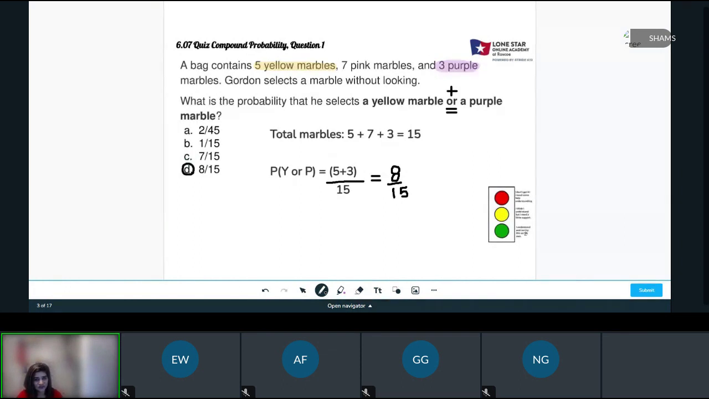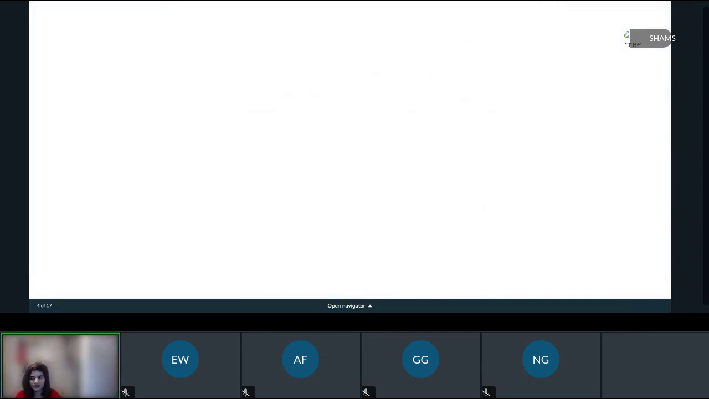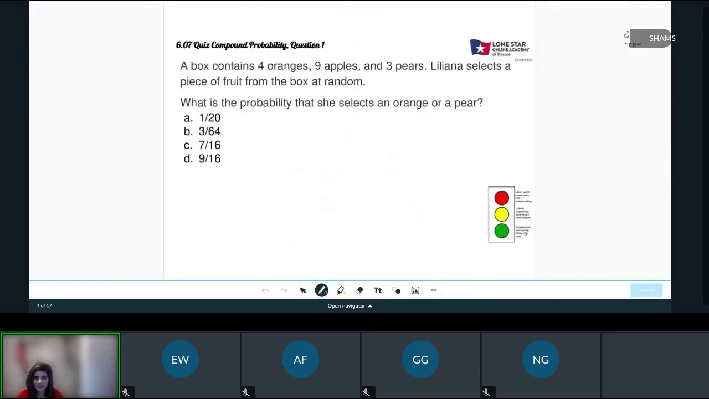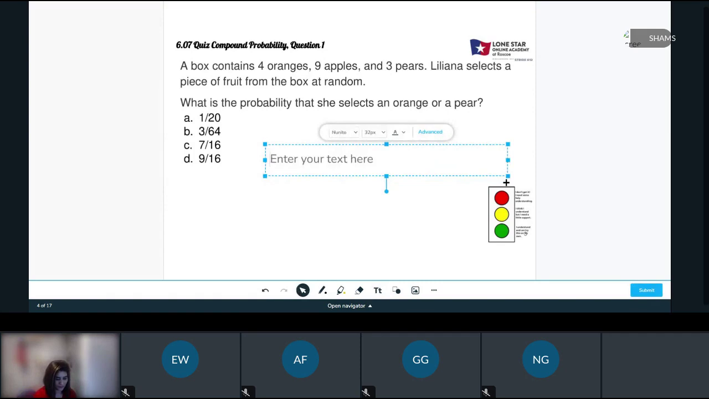Let's look at question 1, variety 2. It will be very similar. It says a box contains 4 oranges, 9 apples, and 3 pears. Let's find total fruits. We add 4 plus 9 plus 3. You get a total of 16. Everybody agrees? The total number of fruits we are talking about is 16 fruits.